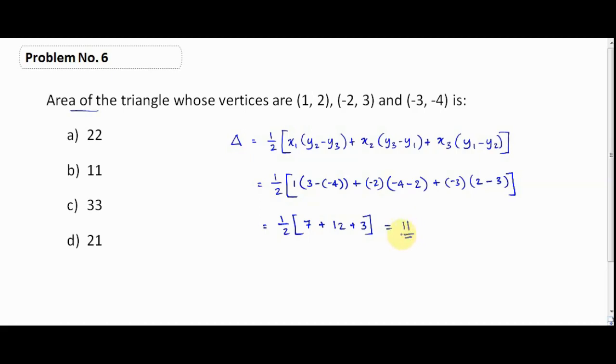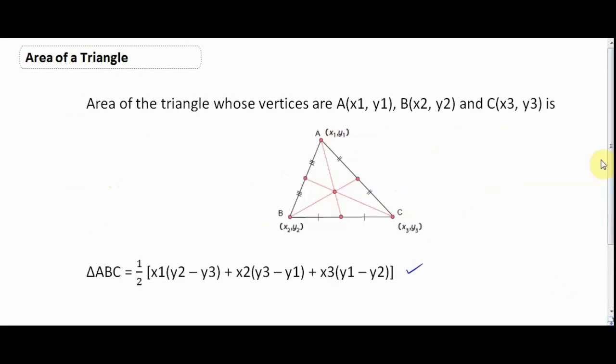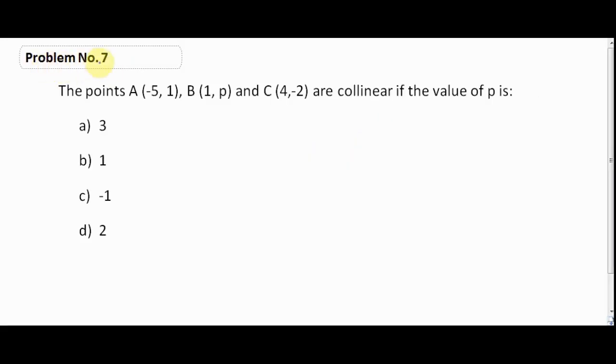So area of the triangle will be 11. Okay, and that is given by option B here. So option B is the right answer. Okay, so please remember this formula. If we know the coordinates of vertices of a triangle, we can calculate the area of the triangle by using this formula. Okay. Now let's see problem number 7.